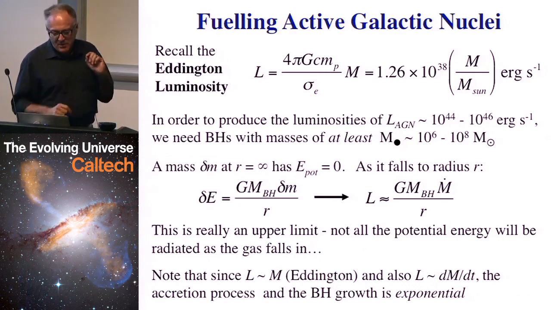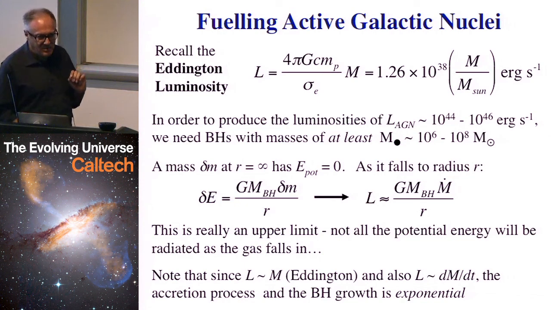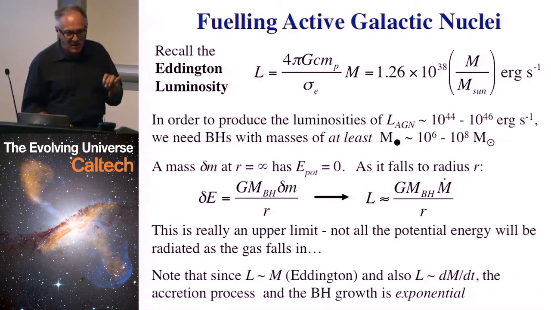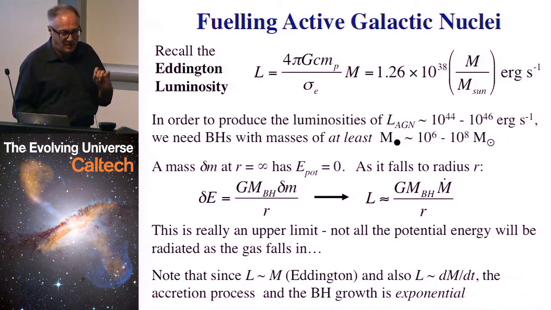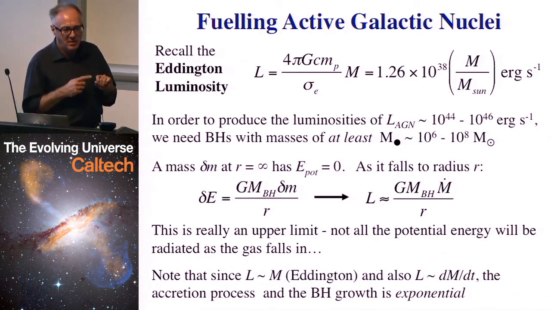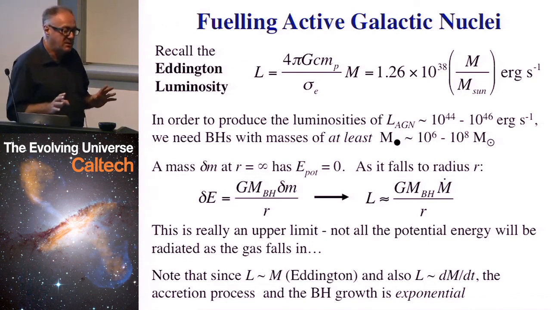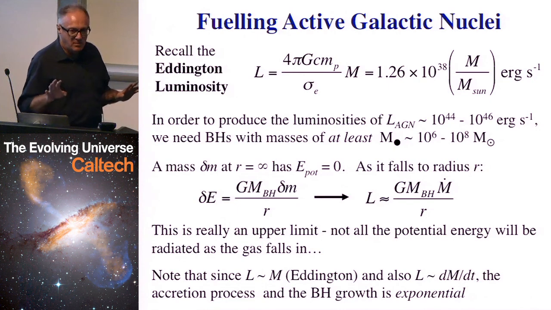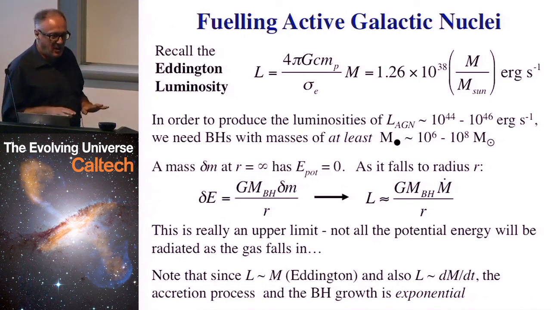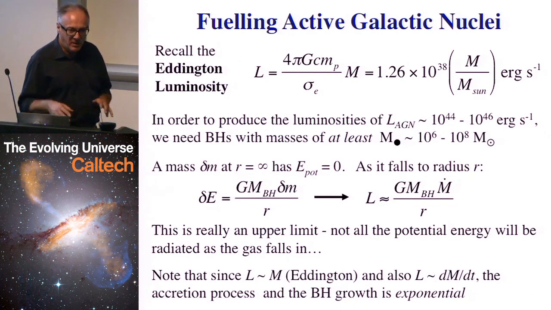Now, because Eddington luminosity is proportional to the accretion rate, it's also proportional to the mass itself. This is going to be an exponential process, because the bigger black hole you make, the larger Eddington luminosity you can have, and the larger accretion rate you can have. And so in principle, if you don't put any brakes on it, black holes will grow exponentially and get exponentially more luminous. Now, that doesn't happen because at some point they run out of fuel.